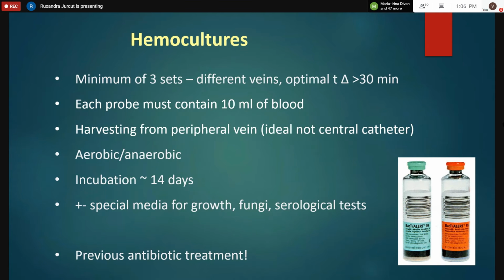And we should let the cultures grow for around 2 weeks, because there are germs with slow growth. And if we just stop following the media after, let's say, 7 days or 5 days, we might see nothing. But still the germ would grow a bit later on, a few days later. So don't forget that this should also be followed for 2 weeks. And as I said, we should know if the patient received already antibiotic treatment or not.